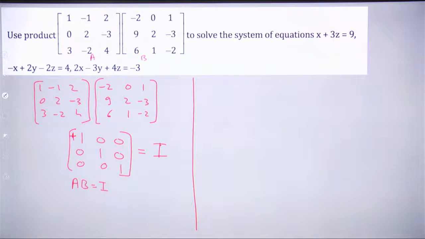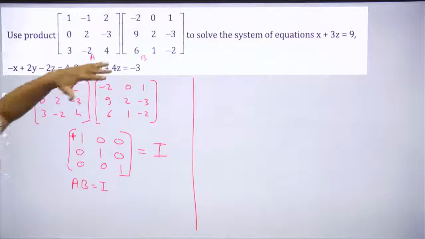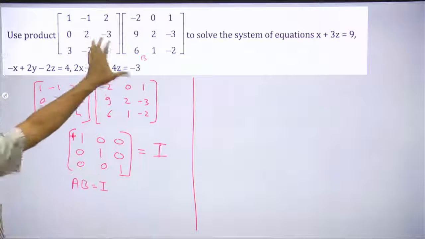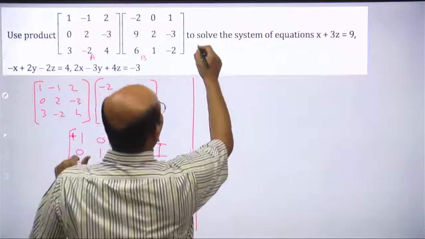Come on, what is the answer? I think AB is equal to I. Great. Okay, now once you finish with this, they are telling solve the system of equations. So you forget about what you got AB. This is the first part of the solution. Now this is the other part of the solution.